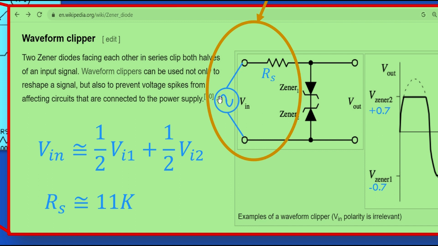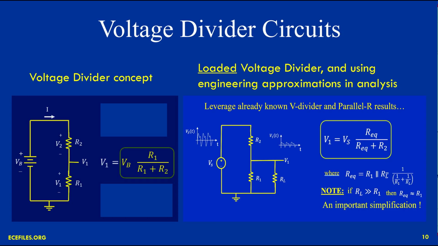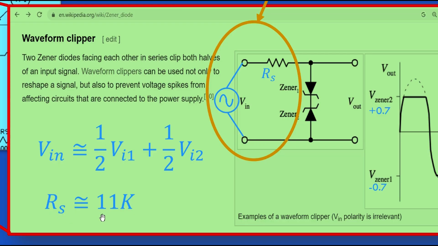Now, the voltage source is shown as a sine wave, but in general it represents any waveform Vn of t, which in our case is composed of the time-varying input Vn1 of t. I'm specifically not including the t here. That's implied. These are time-varying waveforms. And Vn2 of t. And when we analyzed the circuit, we found out that the composite voltage, or the Thevenin voltage Vn, is the sum of the 2, but they were divided by 2 because of voltage division. We also showed how the source resistance can be found, and in this case it was 11 k ohms.